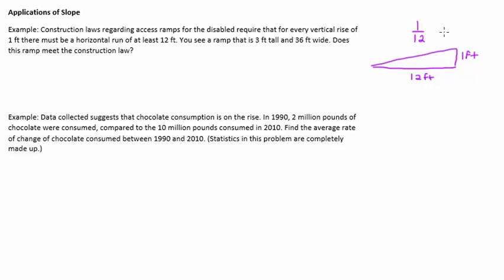So what they're saying is that ramps have to have a slope of that or less. It has to be that steepness or less steep. So you see a ramp that is 3 feet tall and 36 feet wide. Does this ramp meet the construction law? Well, the easiest thing to do is to set this up as a ratio as well. 3 over 36. Simplify, we get 1 over 12. So we would say, yes, it meets the law.